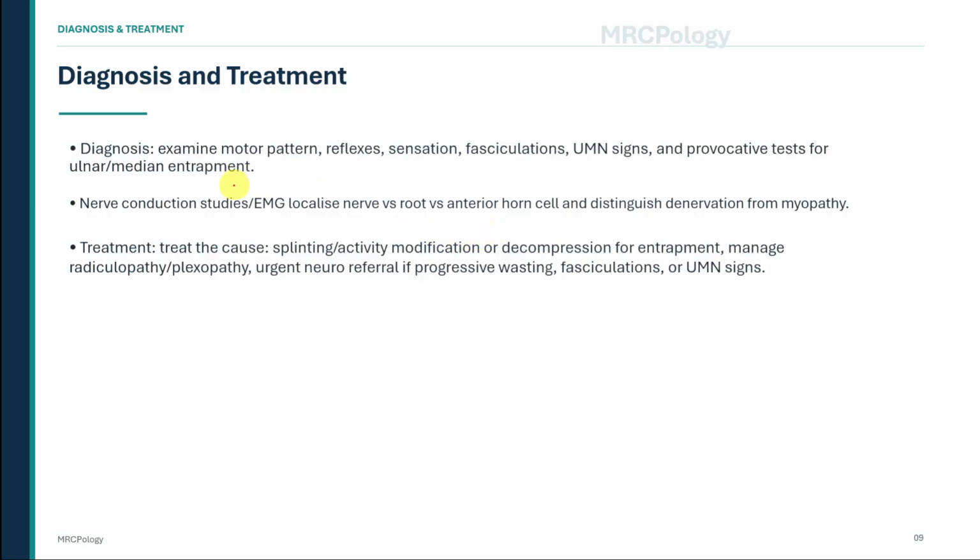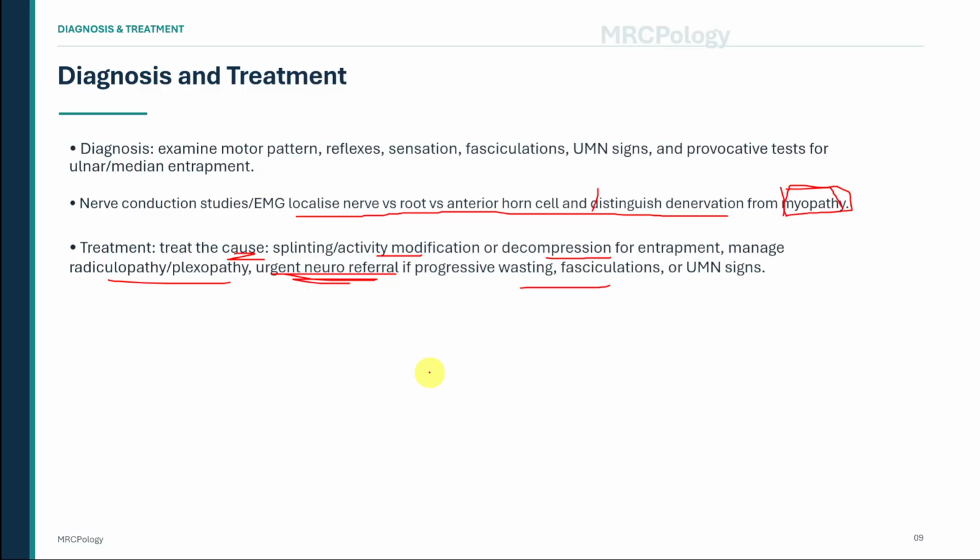Nerve conduction studies and electromyography help localize the lesion to the peripheral nerve, root, plexus, or anterior horn cell. They can also demonstrate active or chronic denervation and help distinguish a neurogenic disorder from a primary myopathy. Treatment depends on the cause. Entrapment neuropathy may require activity modification, splinting, treatment of contributing factors, or surgical decompression. Radiculopathy and brachial plexopathy require management according to the underlying structural or inflammatory cause. Progressive wasting, fasciculations, bulbar symptoms, respiratory symptoms, or associated upper motor neuron signs require urgent neurological assessment.